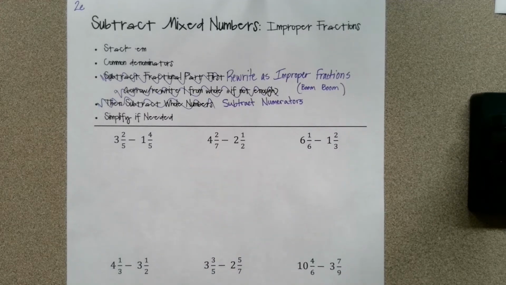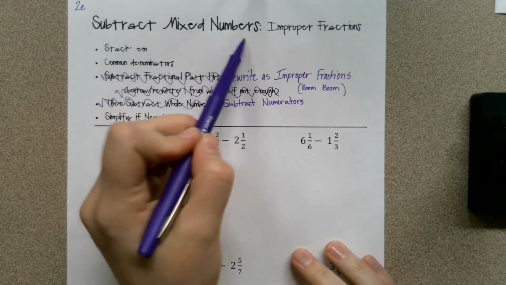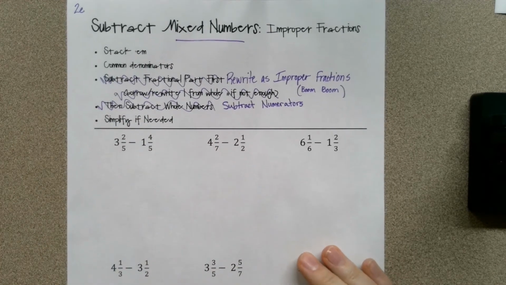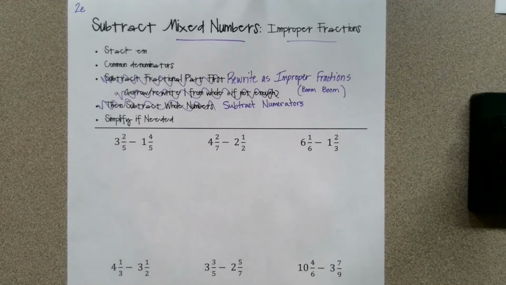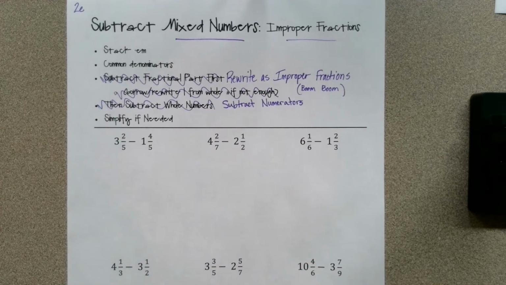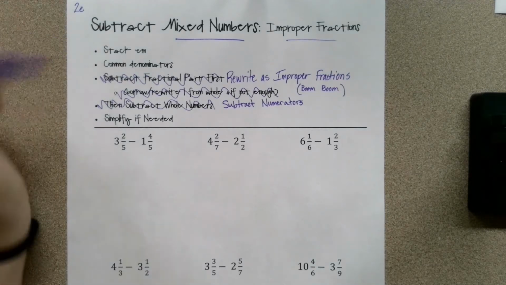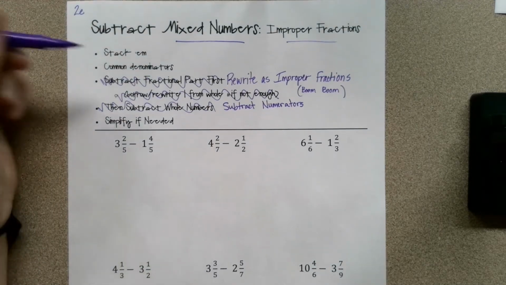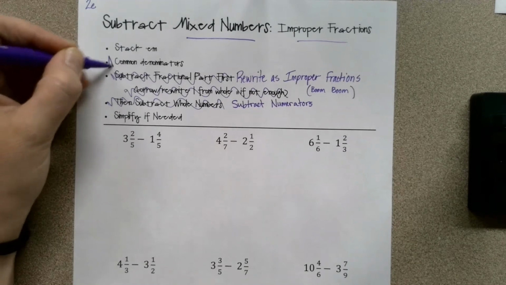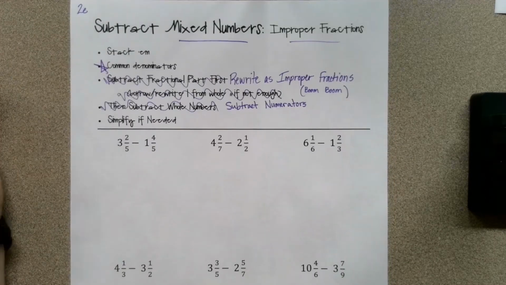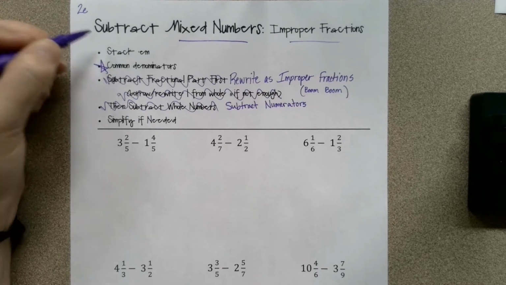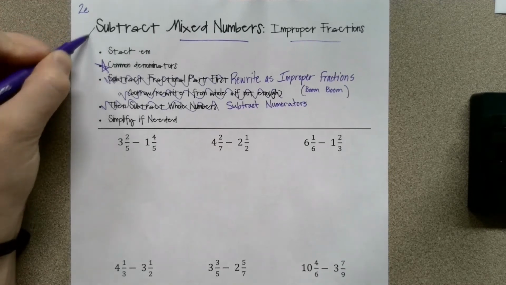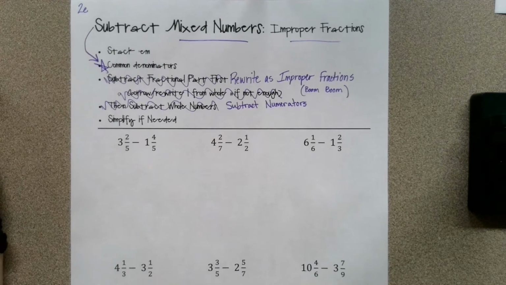Another strategy that you can use to subtract mixed numbers when we don't have enough in that first fraction is to just use improper fractions to do that subtraction. We're still going to show it by stacking them to keep that consistent, and we always need common denominators. That doesn't change as long as we are adding and subtracting fractions. So because we are subtracting, we need common denominators, super important.